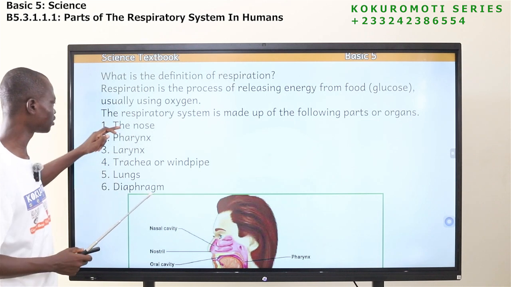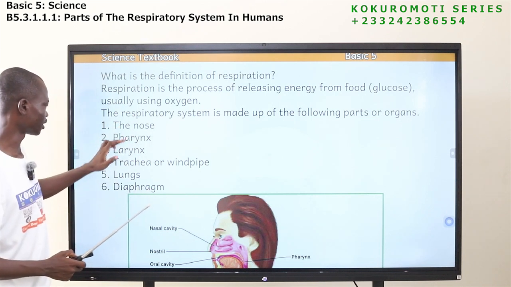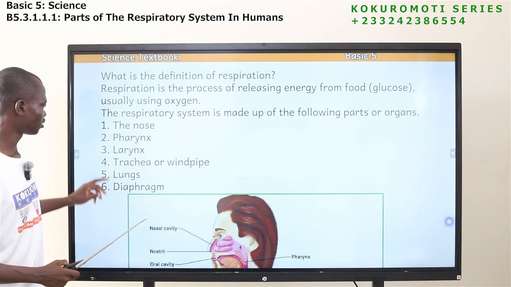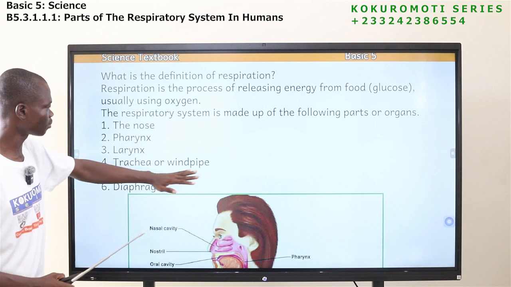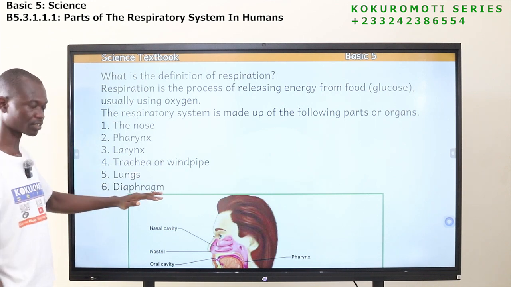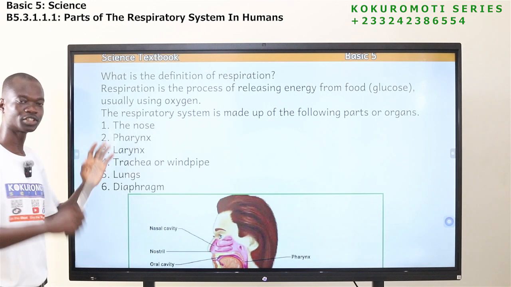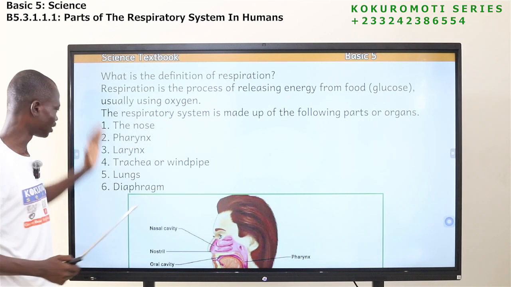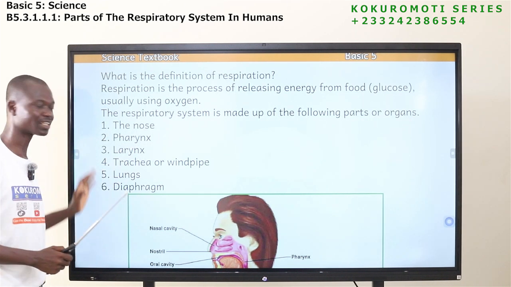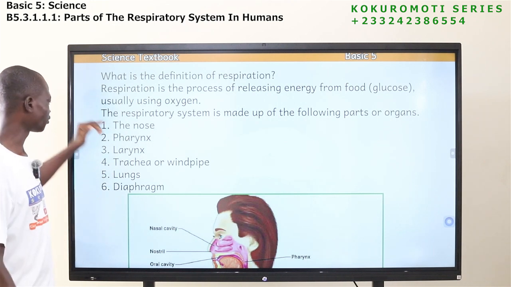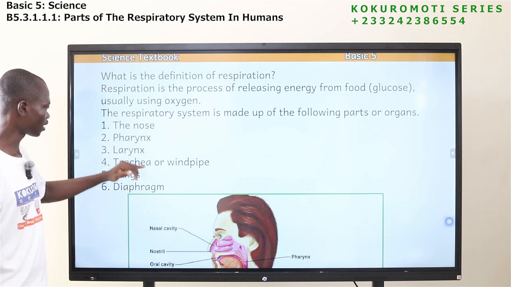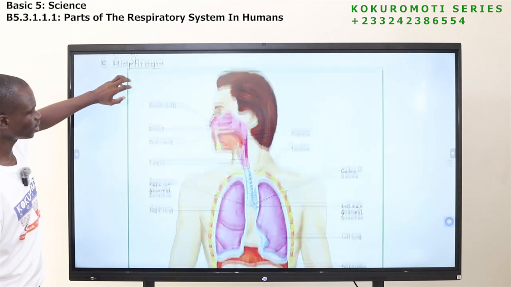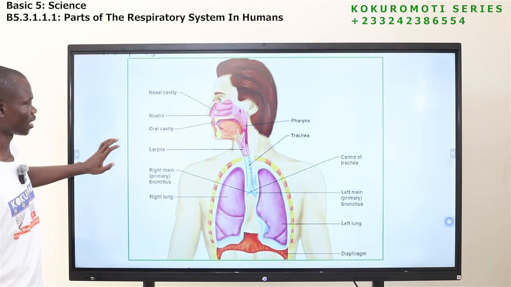So remember that we have this nose. The next one is pharynx. We have larynx. We have trachea or windpipe. We have lungs, diaphragm. Let me take you through again. The respiratory system is made up of different organs. They are more than this, but these are the major ones that we are looking at today. The first one is the nose. We have the pharynx, the larynx, the trachea or the windpipe, and then we have lungs and diaphragm.